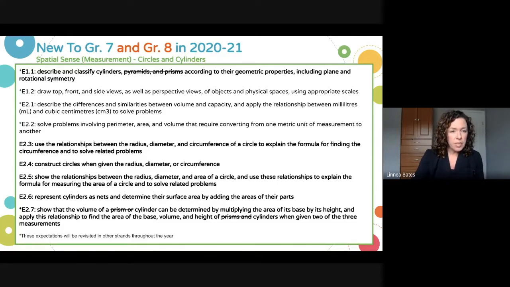The 3 topics in the middle there that are not bolded are topics, or are expectations, sorry, that you've looked at in other topics this year, whether it is looking at drawing perspectives from different views. And obviously in this case, we would be doing that with cylinders. And then of course, describing the similarities and the differences between volume and capacity, in this case, looking at cylinders. And of course, you will be discussing with students the differences between solving problems that involve perimeter, area, and volume.